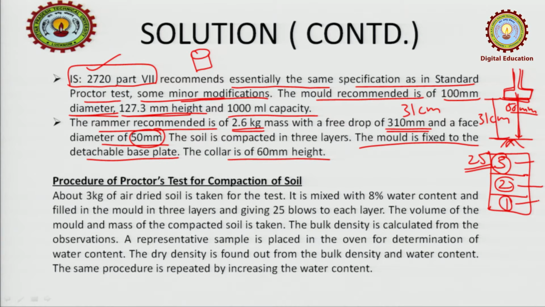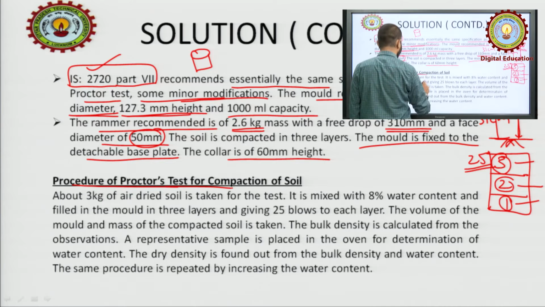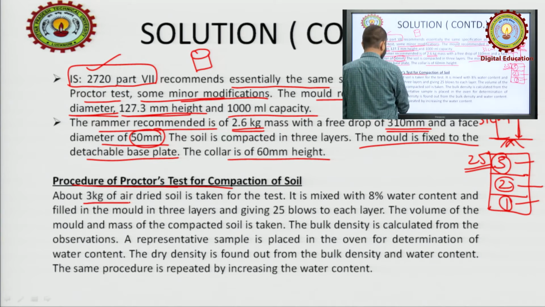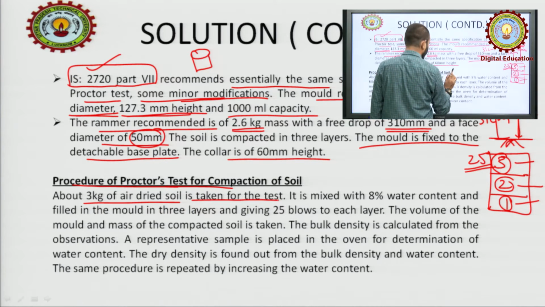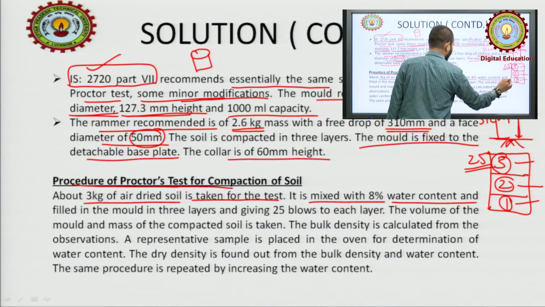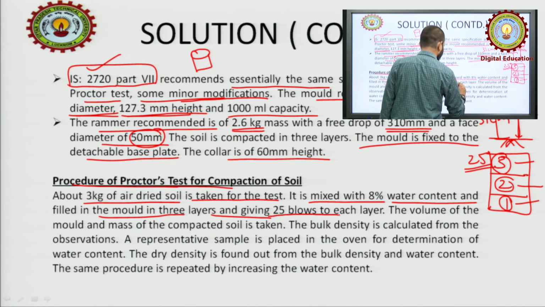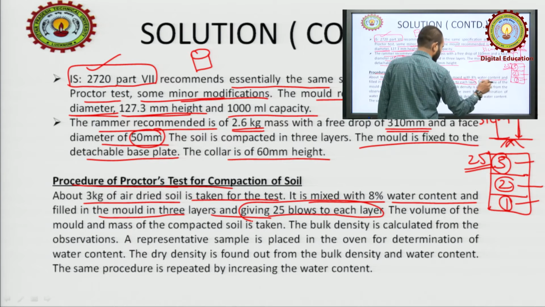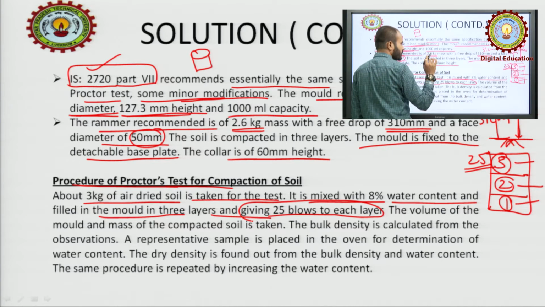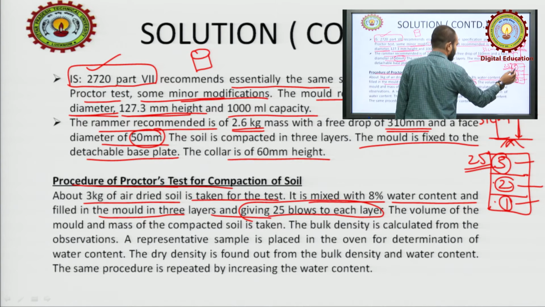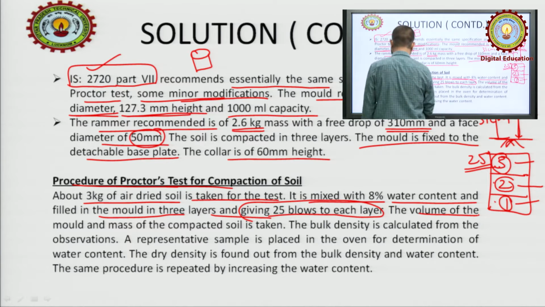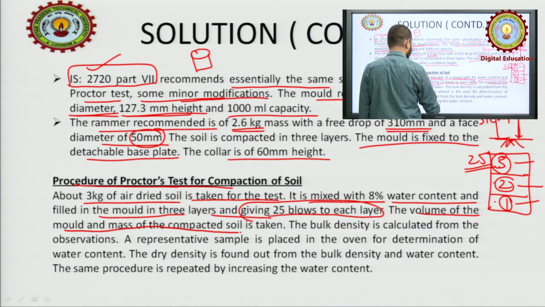Okay. The procedure for the Proctor's test, let us see. About 3 kg of air dried soil is taken for the test. It is mixed with 8% of water content and filled in the mold in 3 layers, giving 25 blows to each layer. Just as I told you, 25 blows should be given to each layer, for this, then this, then this. The volume of the mold and the mass of the compacted soil is taken.